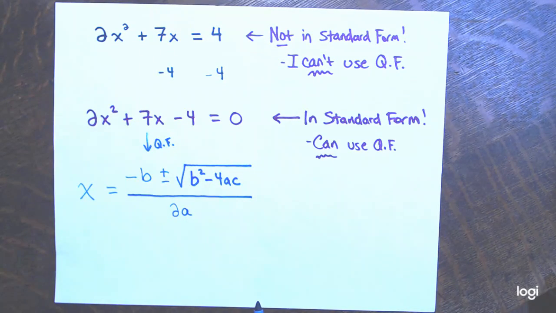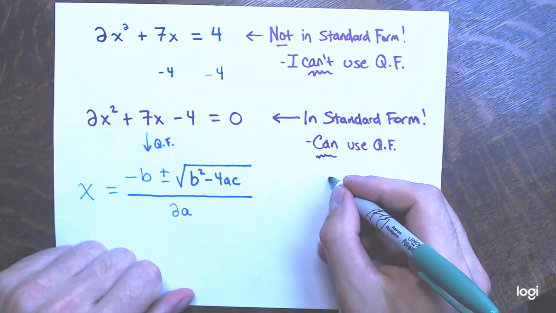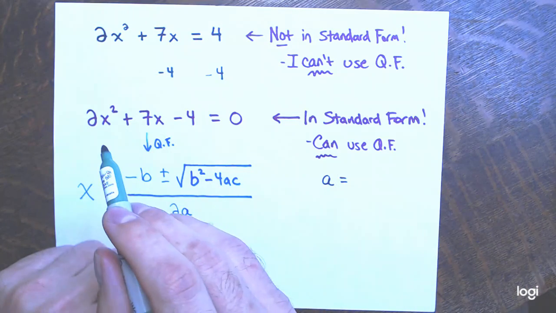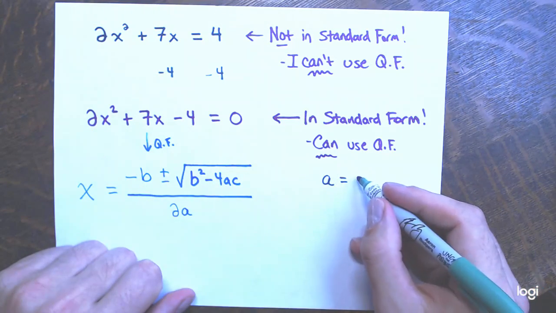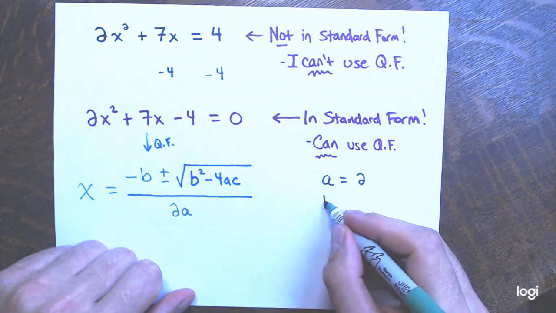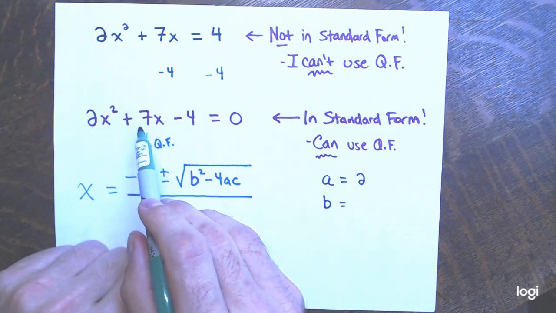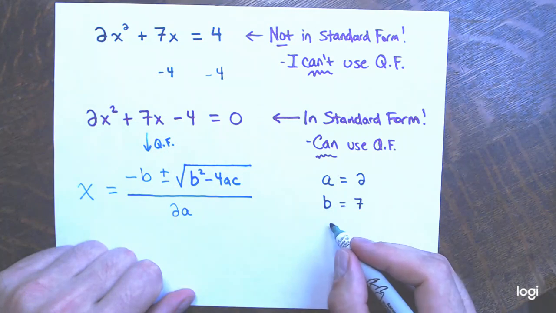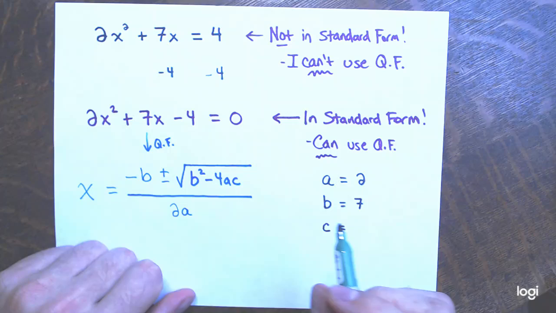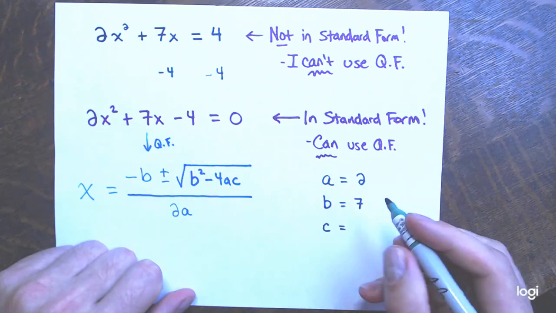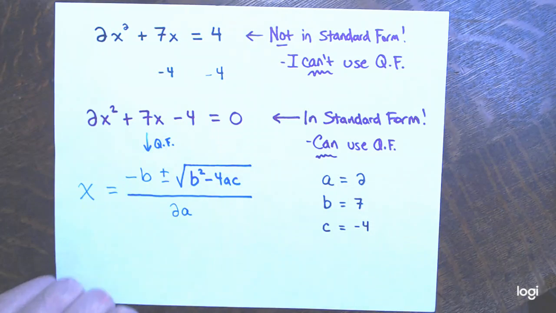All right, so I make the replacements. Well, first let me identify the coefficients. The value of a is the coefficient of the square, which is positive 2. The value of b is the coefficient of x to the first, positive 7. And the value of c is the coefficient of the constant term without x, and that's negative 4. Don't forget the negatives. All right, so I'll make these replacements.